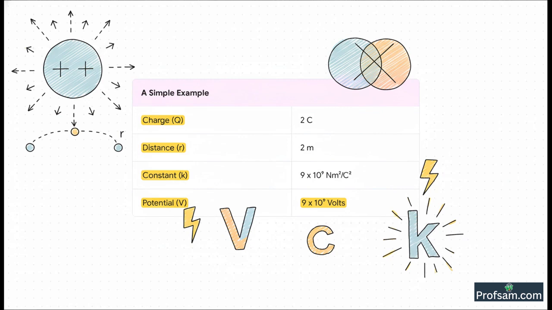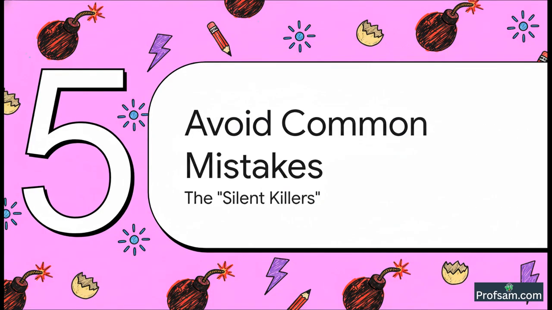Let's just plug in some easy numbers to see how this works. Say we have a charge Q of 2 coulombs, and we want the potential at a distance r of 2 meters. We just use our formula, V equals KQ by r. Look, the 2 in the numerator and the 2 in the denominator just cancel out. So the potential is simply equal to K, which is 9 into 10 to the power 9 volts. Bilkul straightforward.